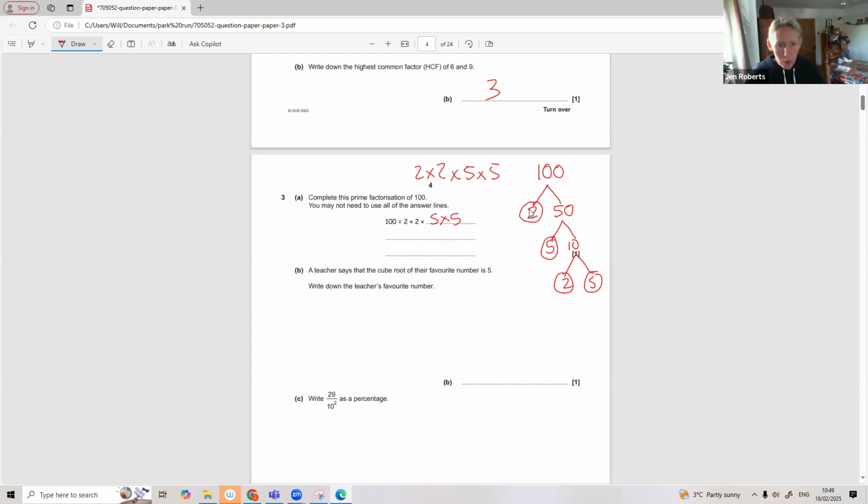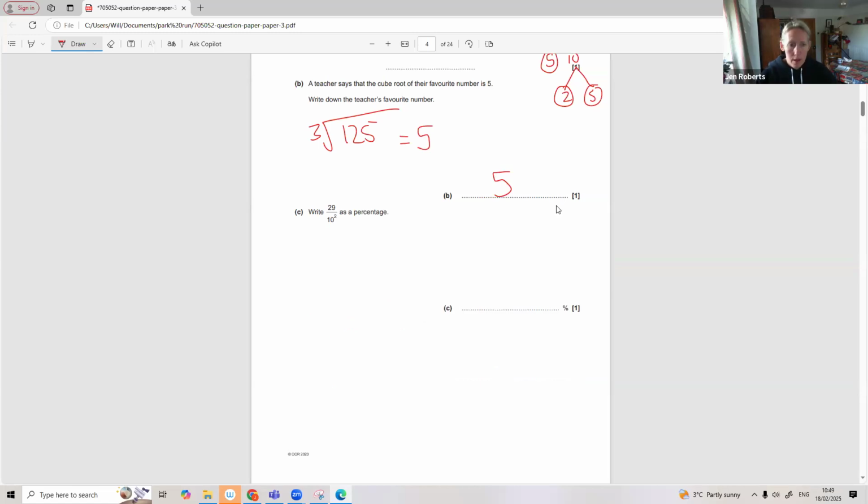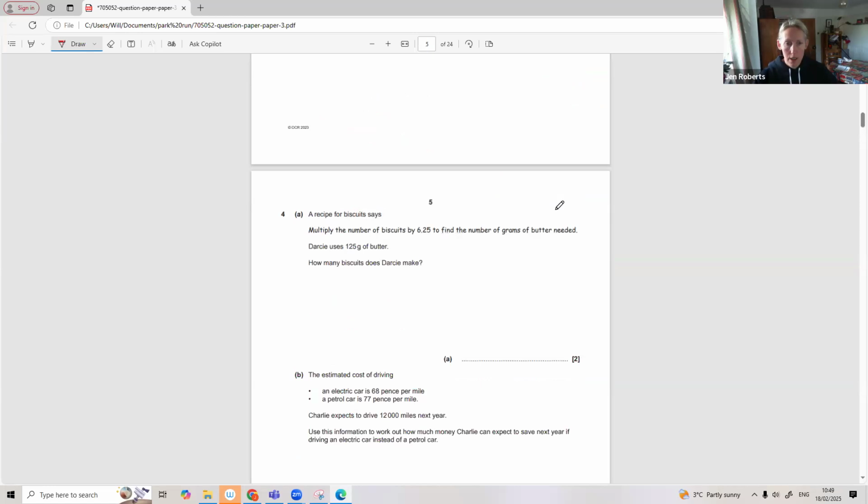Teacher says the cube root of their favourite number is 5. So what's 5 cubed? 5 times 5 times 5 is 125, which means the cube root of 125 is 5, because it's 5 multiplied by itself 3 times. 10 squared is 100. To get a fraction into a percentage, we need to have it out of 100. This is out of 100, so just 29%.